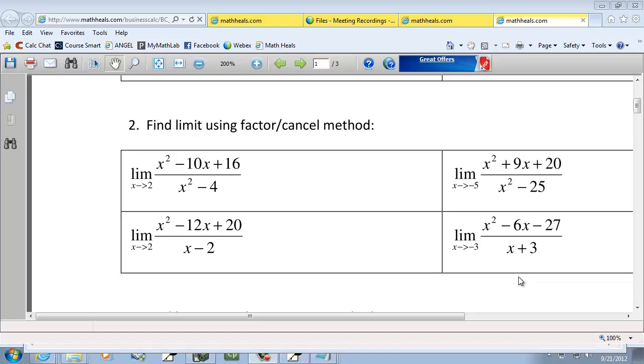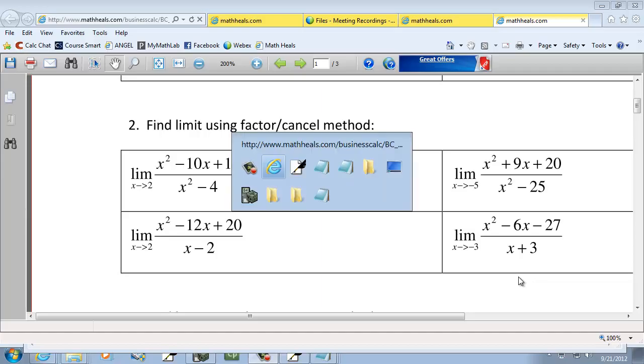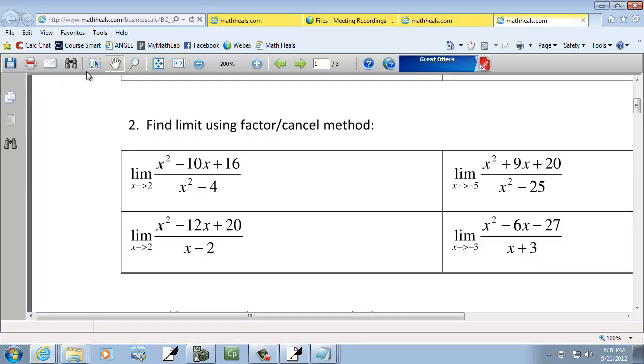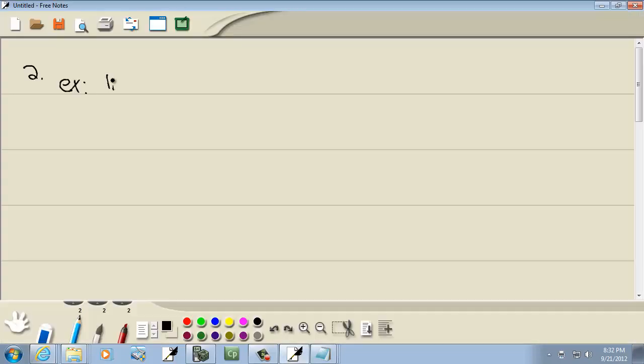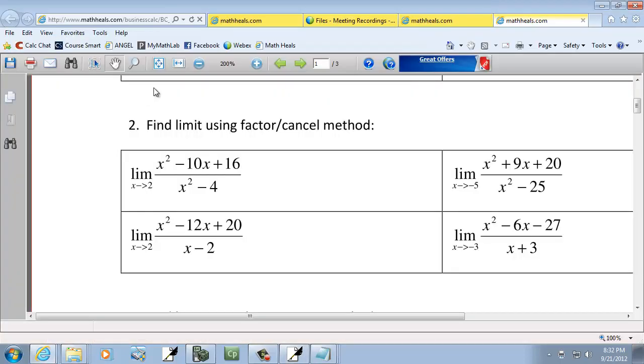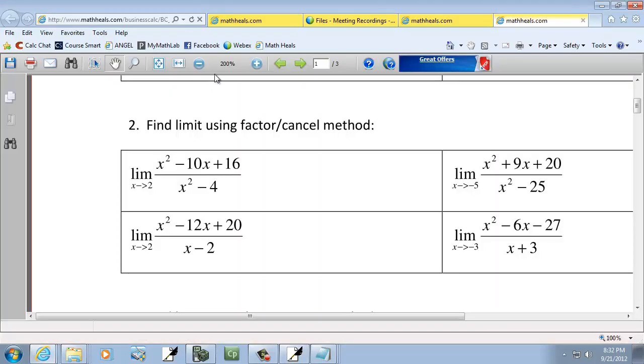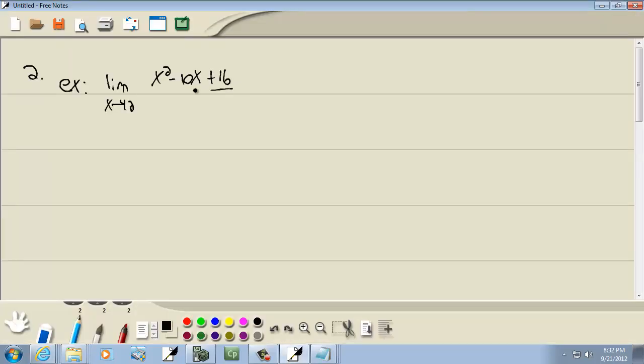Let's take a look at our second problem type. We need to be able to find the limit using the factor cancel method. So come over here, and let's take a look at our first example within that problem type. We got the limit as x goes to 2 of x squared minus 10x plus 16 over x squared minus 4.